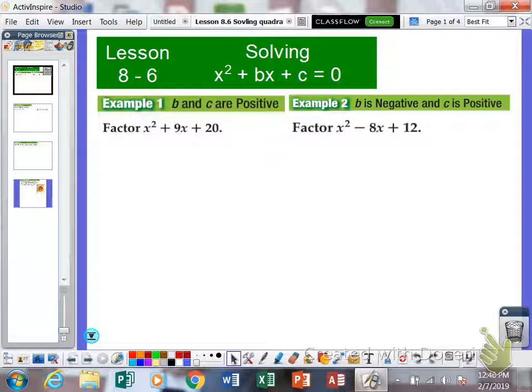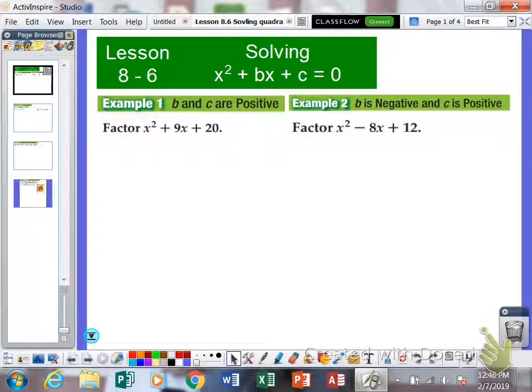Alright, so today we're going to look at lesson 8.6, which is solving quadratic equations. The key idea when trying to factor these trinomials is finding the factors of the last term of the trinomial that, when those factors are combined, will give you your middle term. And when we're doing that, we also need to take into consideration whether we need to make one of the factors positive or negative in order to get that middle term when the two terms are combined.